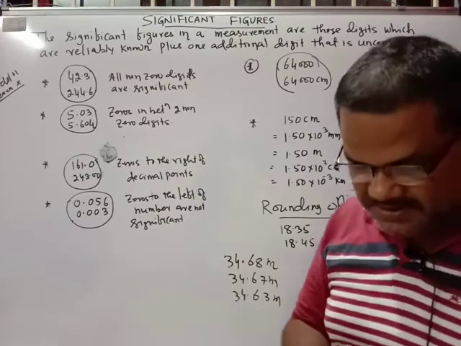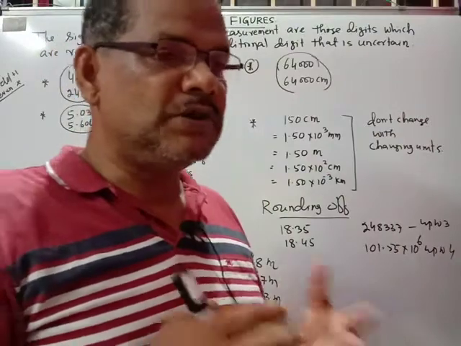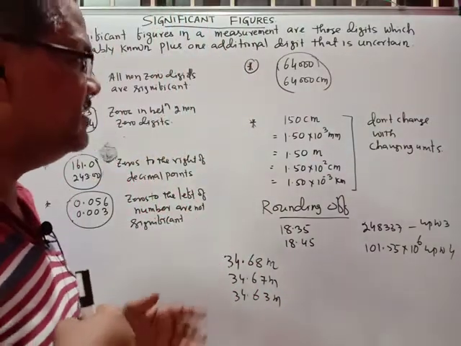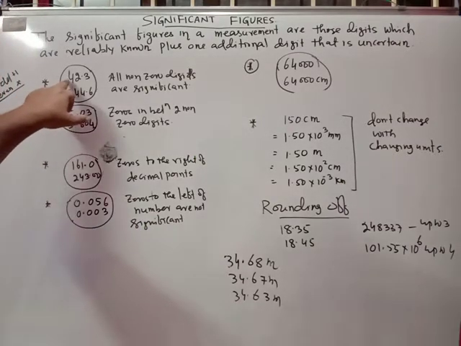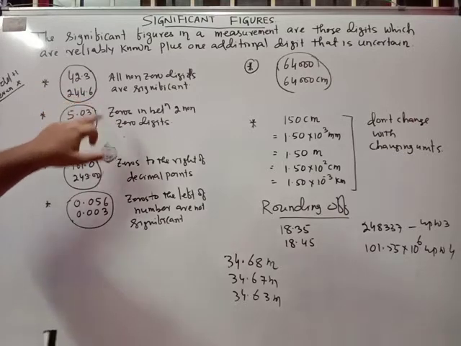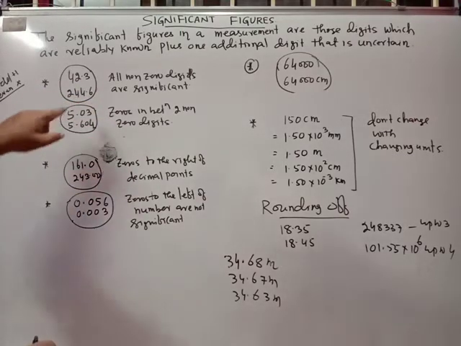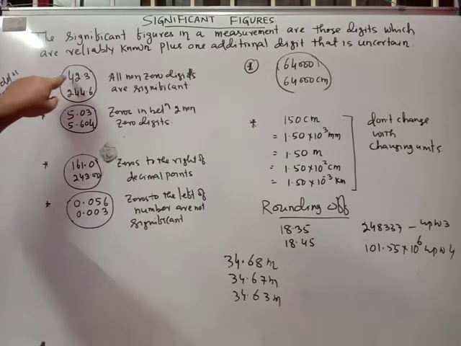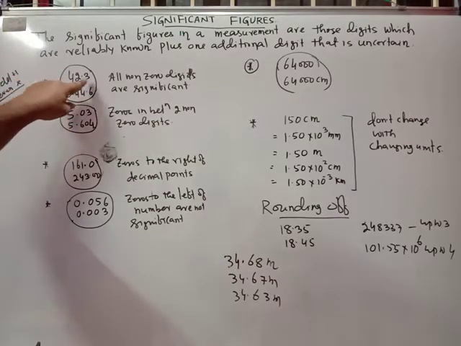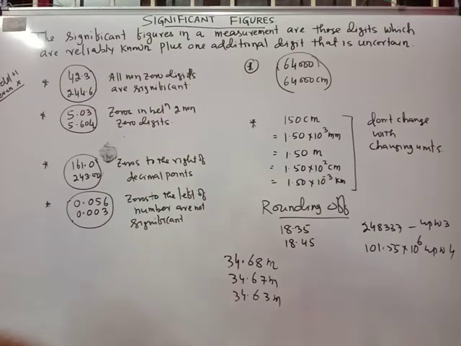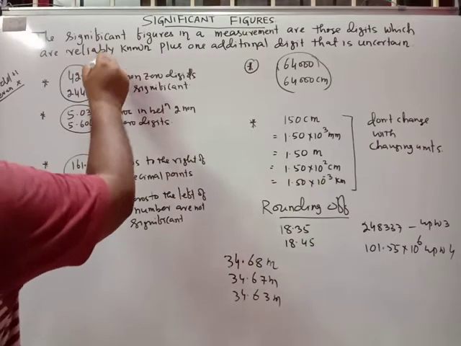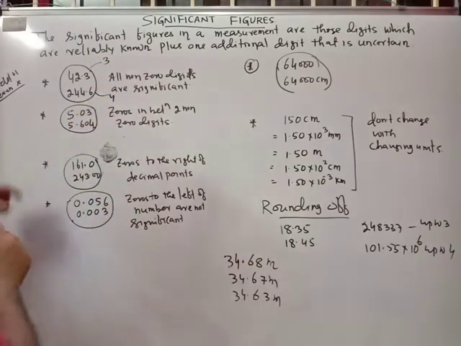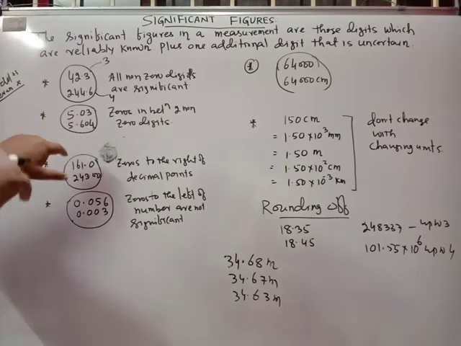We have some rules to remember for counting the number of significant figures in whatever digits you get in a measurement. Number one: suppose you find 42.3 and 244.6. If no zeros are there, all non-zero digits are to be considered significant. Here the number of significant figures is 3, and here it is 4.